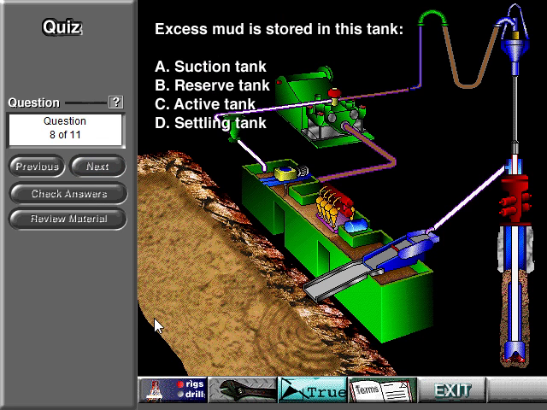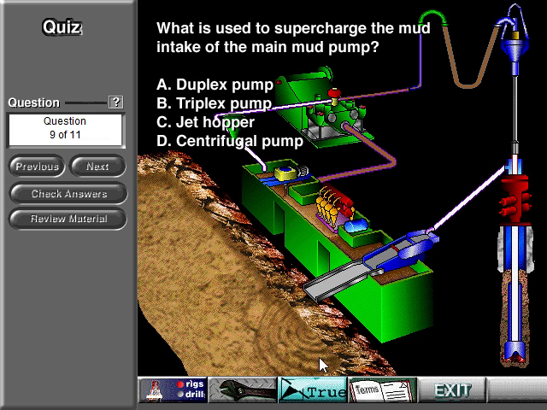Excess mud is stored in this tank. A. Suction tank. B. Reserve tank. C. Active tank. D. Settling tank. Yes, excess mud, as well as mud of a different type than that which is being circulated, is stored in the reserve tank.